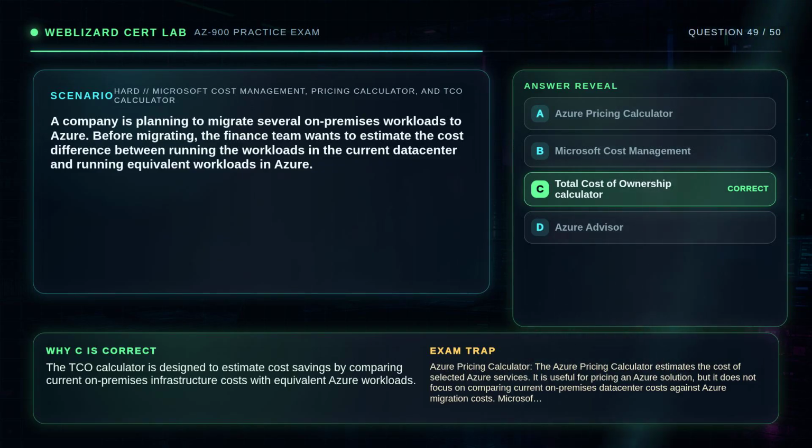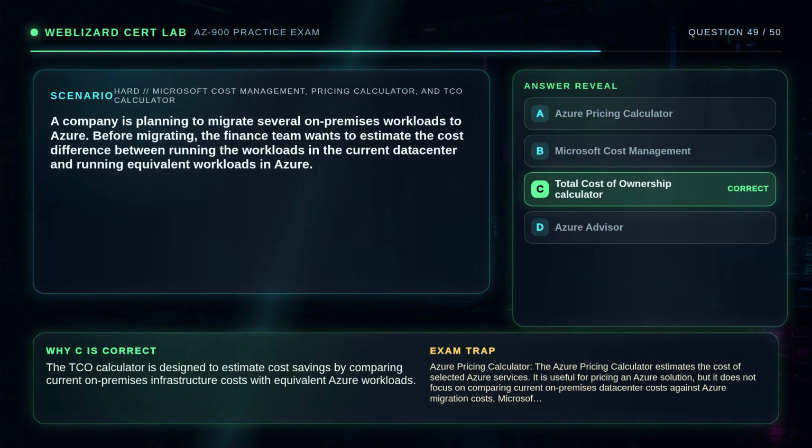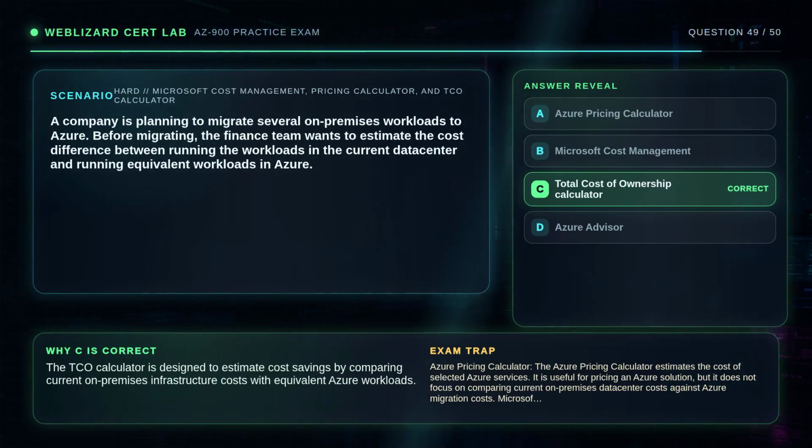Microsoft Cost Management. Cost Management analyzes and monitors Azure spending after resources are running. It is not the main pre-migration comparison tool for on-premises versus Azure costs. Azure Advisor. Azure Advisor provides recommendations for existing Azure resources, including cost optimizations. It is not the primary tool for pre-migration TCO comparison. The exam clue is: compare current on-premises infrastructure costs with equivalent Azure workload costs before migration.